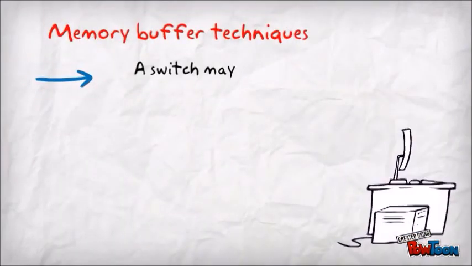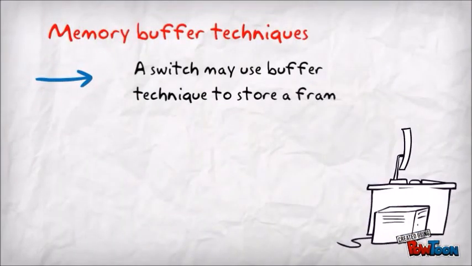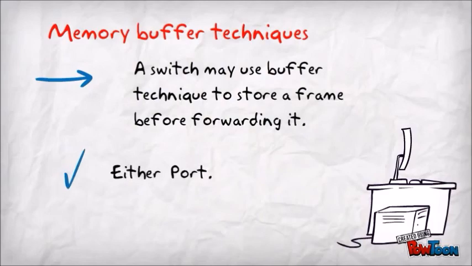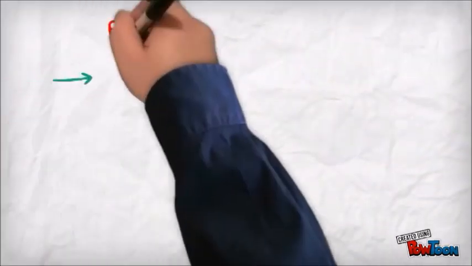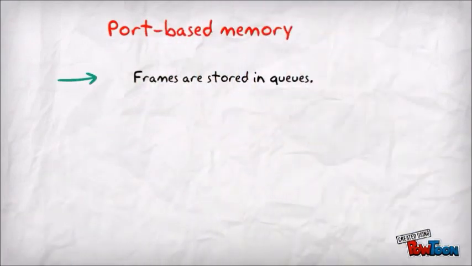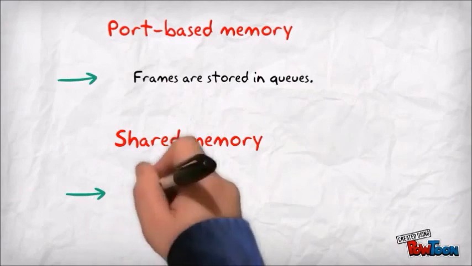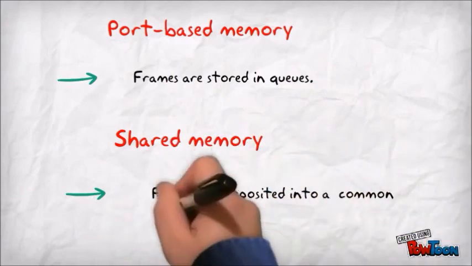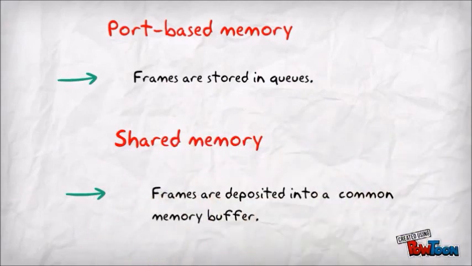Switches use two memory buffer techniques, port-based and shared memory. In port-based buffering, frames are stored in queues that are linked to specific incoming and outgoing ports. Shared memory buffering deposits all frames into a common memory buffer, which all the ports on the switch share.